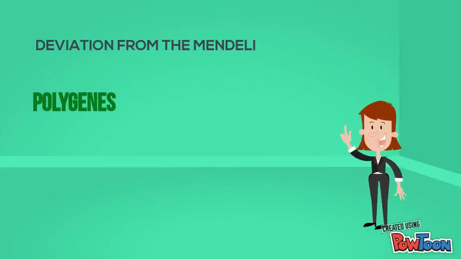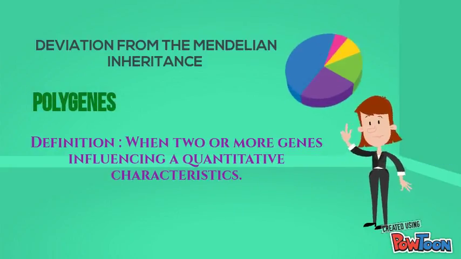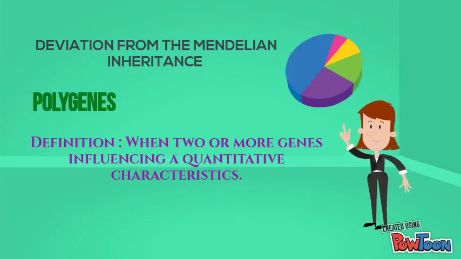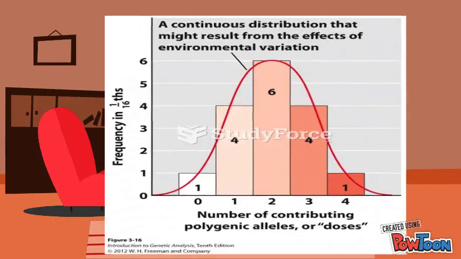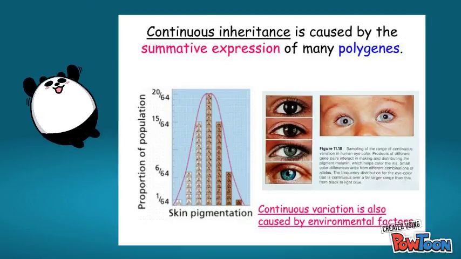Next, the deviation from Mendelian inheritance. Polygenes. The definition of polygenes is two or more genes influencing a quantitative characteristic. This is the graph of continuous distribution that might result from the effect of environmental variation. Continuous inheritance is caused by the summative expression of many polygenes.